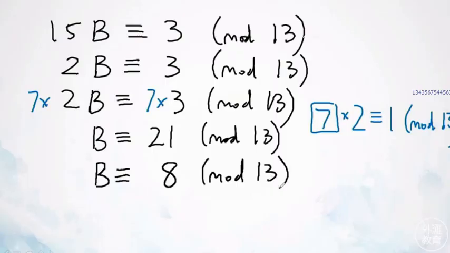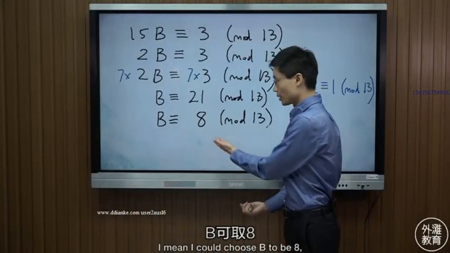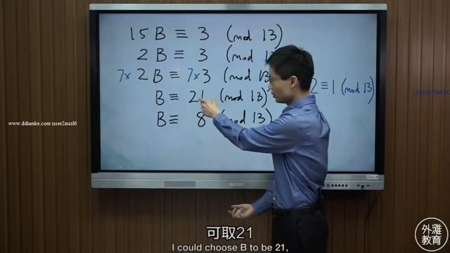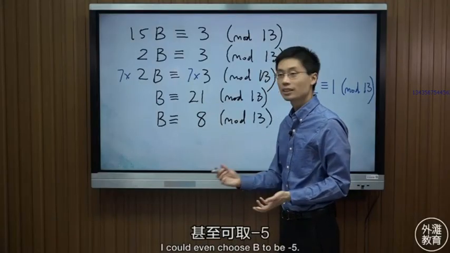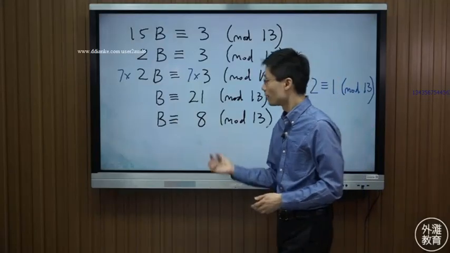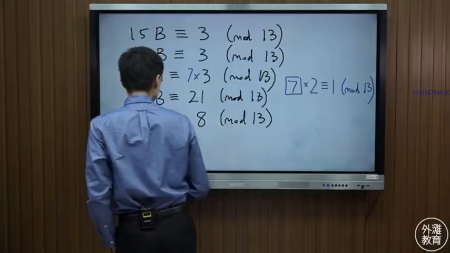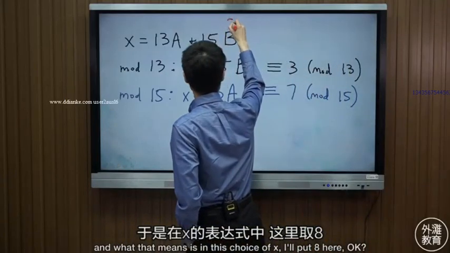Okay. So at this point, I have many choices for b. I could choose b to be 8. I could choose b to be 21. I could even choose b to be minus 5. But any one of them will work. Let's put 8 for now. And what that means is in this choice of x, I'll put 8 here.